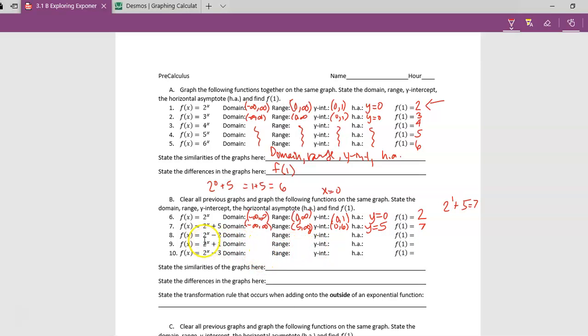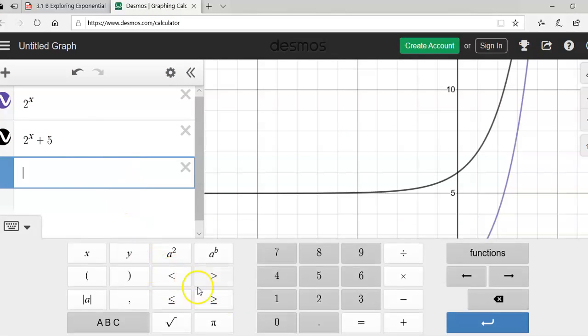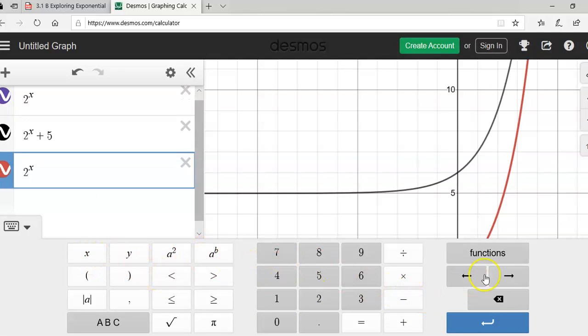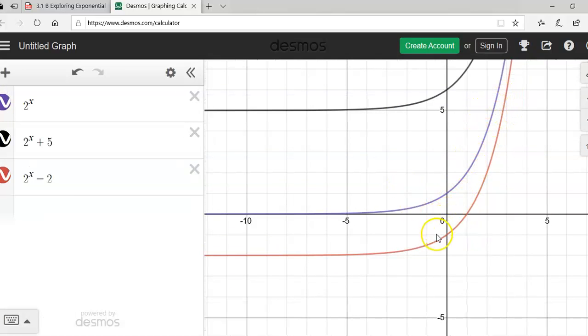So next we're going to go ahead and graph 2 to the x minus 2. So we're just basically trying to see how these change when we do different things to them. I'm going to go out of the exponent and subtract 2. Okay, so that red one here. So again, same thing, but now it's just moved down 2. So now the domain is still going to stay the same, right? It's still negative infinity to infinity. The range, though, has changed. Looks like the y-intercept's at negative 1.